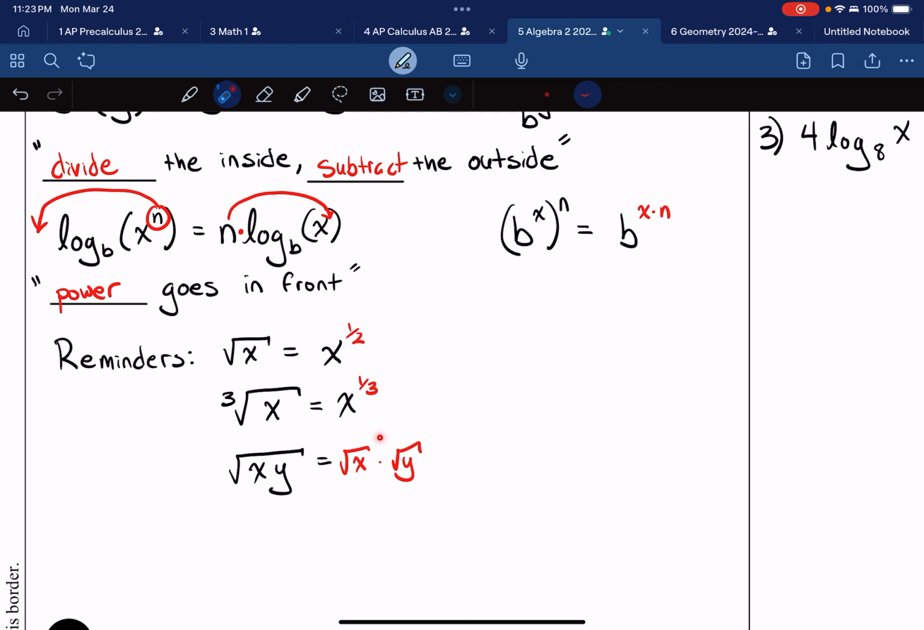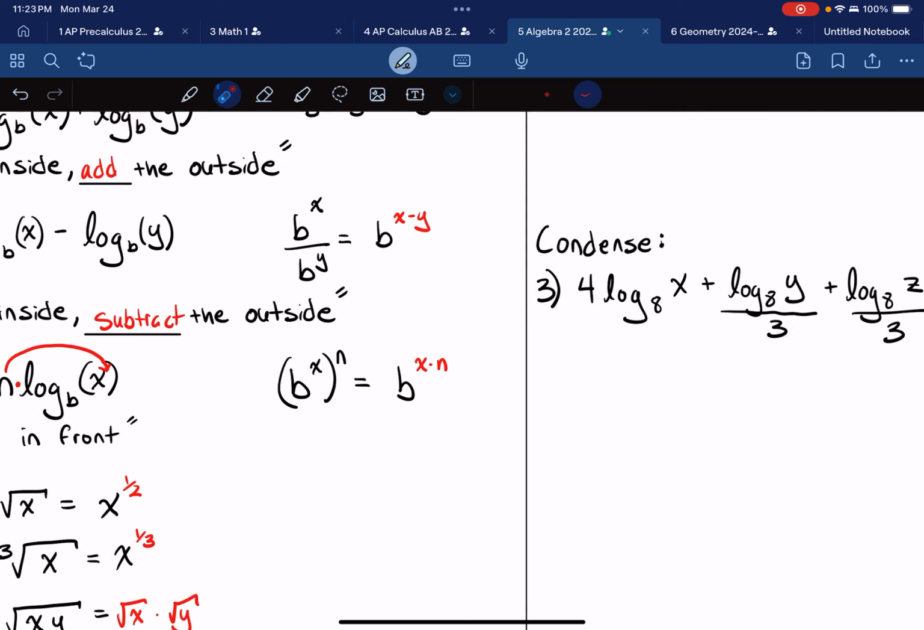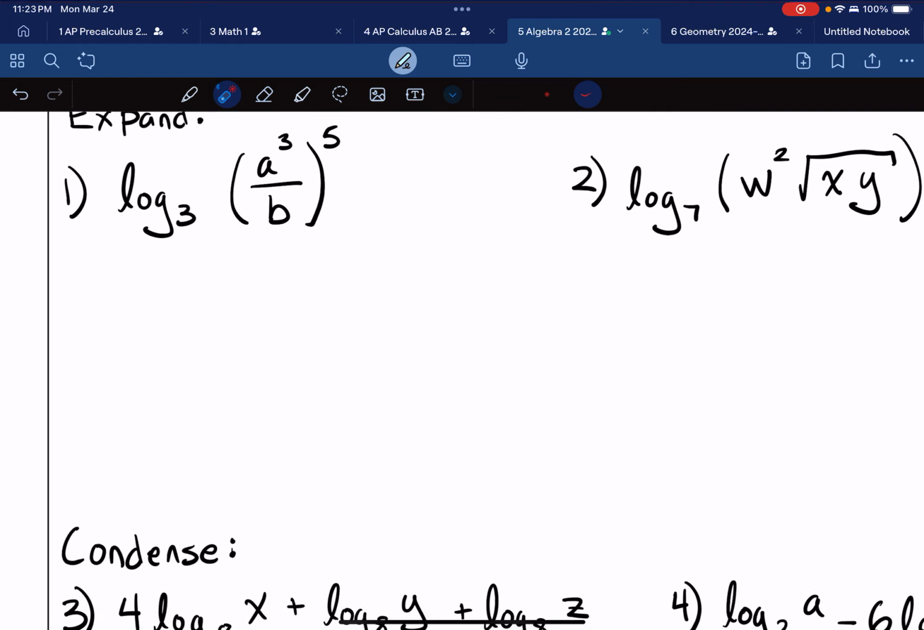I think you're actually going to go backwards and forwards. You're going to go this direction, and you're going to go this direction. We'll see here in a few examples. Let's see. Number one.